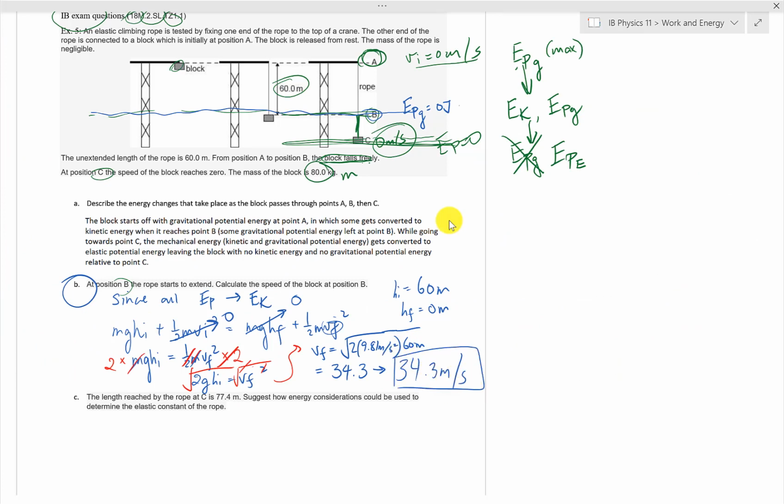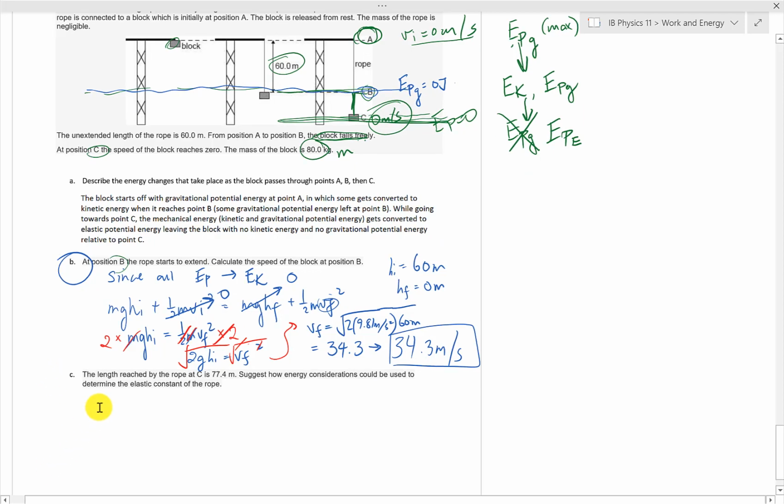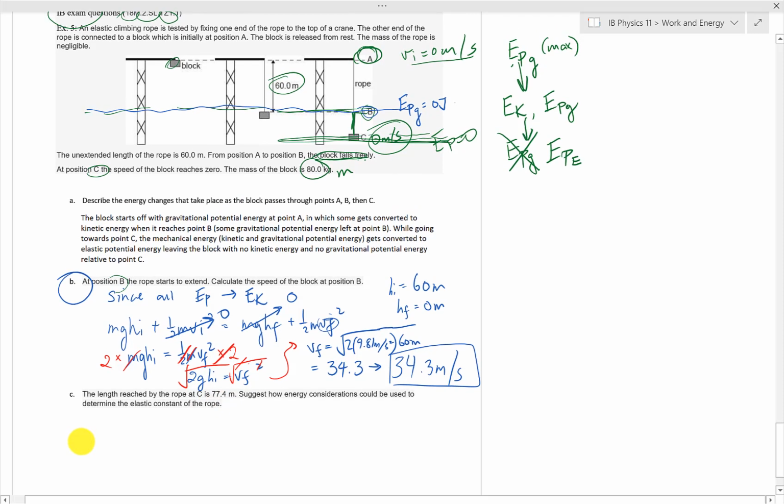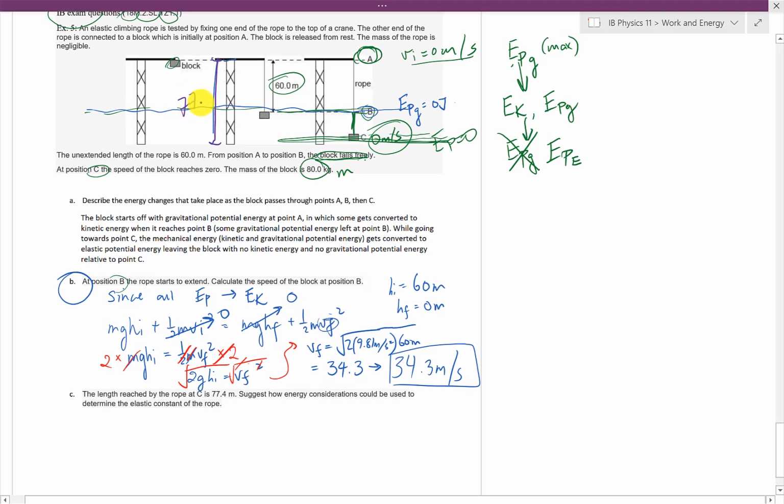Okay, so then last but not least, we have question C, which is the length reached by the rope at C. It is 77.4 meters. So this is 77.4 meters in total. Suggest how energy considerations could be used to determine the elastic constant of the rope.